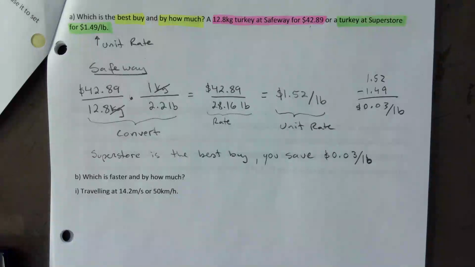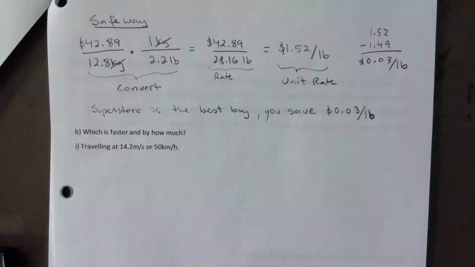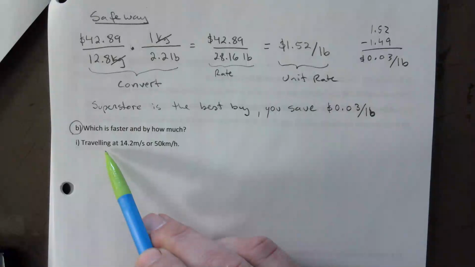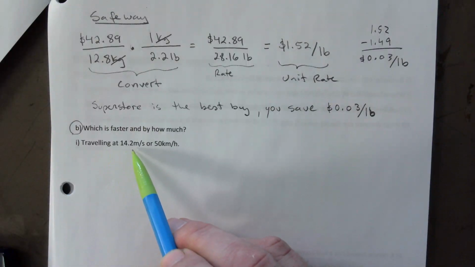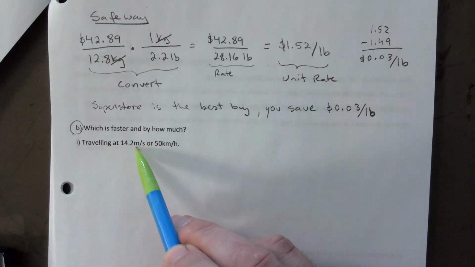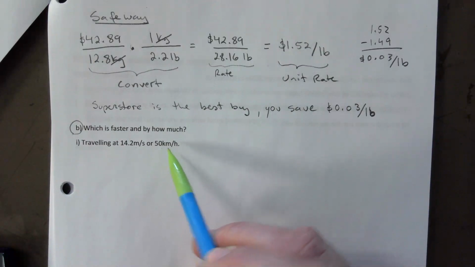Okay, same reasoning. I'm going to ask you to try B here real quick. Okay, so you have a car that's traveling at 14.2 meters per second. Understand that that's meters per second. And you have a car going 50 kilometers per hour.